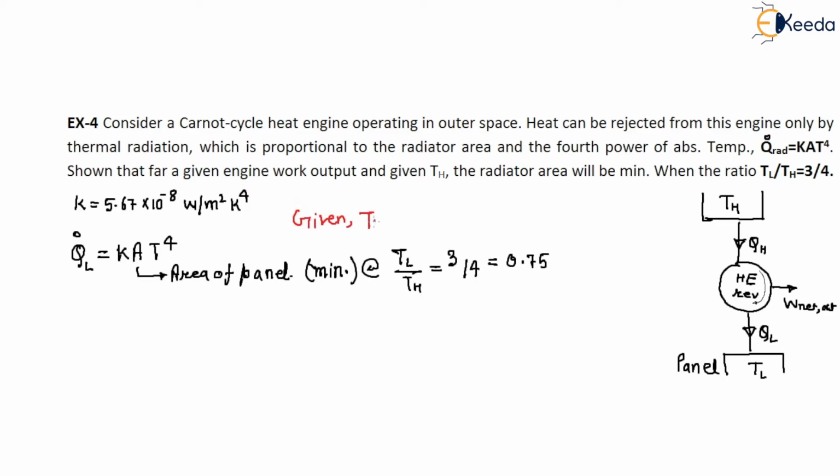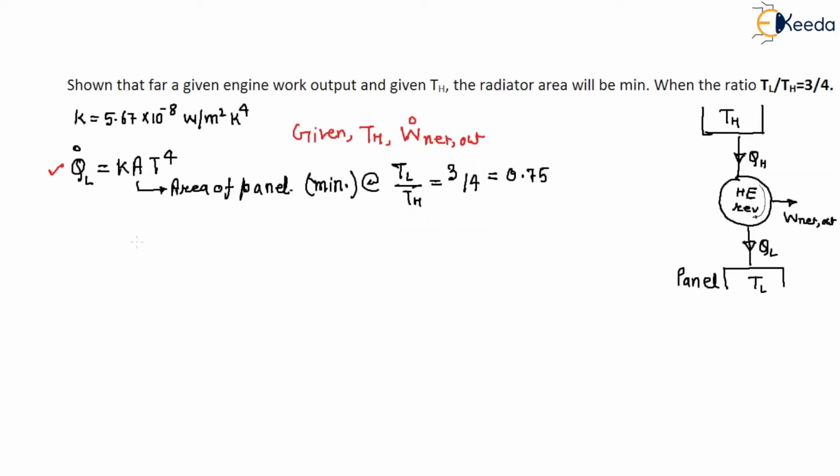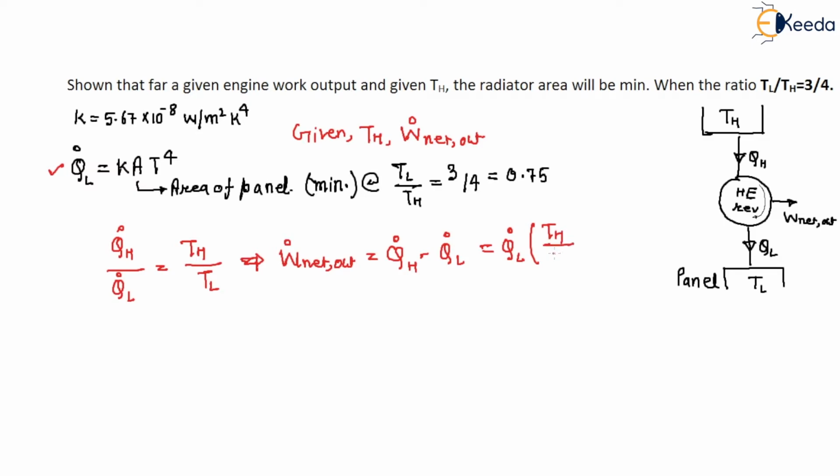Given TH, the net work output, and this is QL. So we know that this is a reversible cycle. For a reversible cycle, QH dot by QL dot is equal to TH by TL. And W net out is, by the first law of thermodynamics, QH minus QL dot. If you put in the QH value, QH is TH by TL into QL. So this is QL dot times TH by TL minus QL dot.